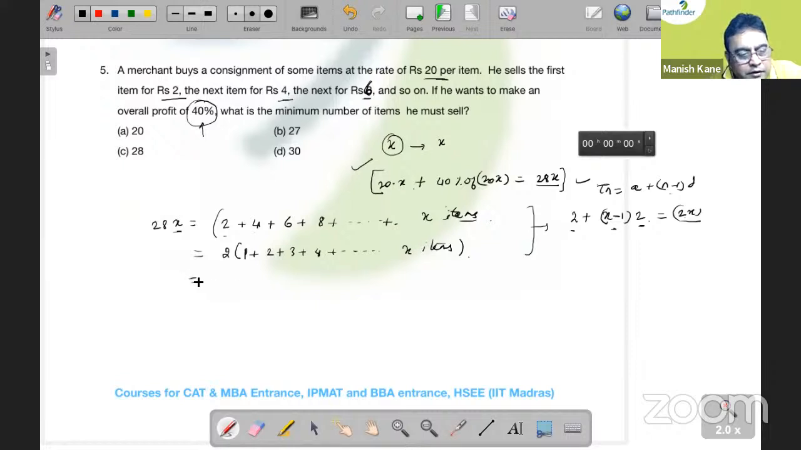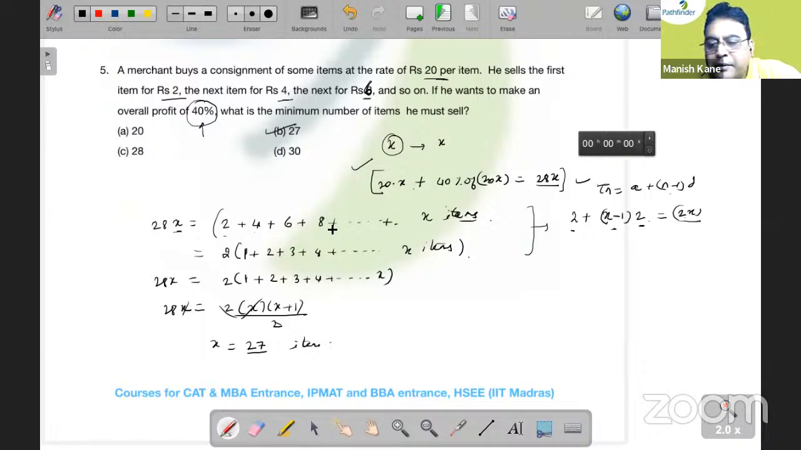So here the sum becomes 2 into (1 plus 2 plus 3 plus 4 till X), and this is equal to 28X. But what is the sum of first n natural numbers? n into (n plus 1) by 2. So this should be X into (X plus 1) divided by 2, which is equal to 28X. So X cancels out, 2 cancels out. X is equal to 27 items. So what is the minimum number of items that he must sell? The minimum number of items that he must sell is 27.